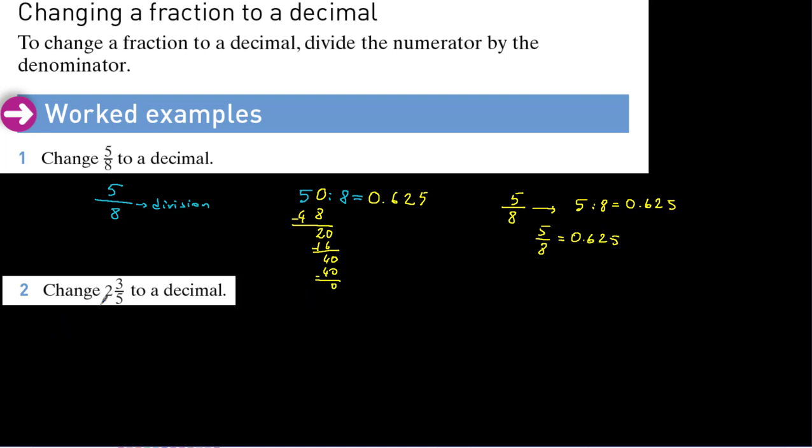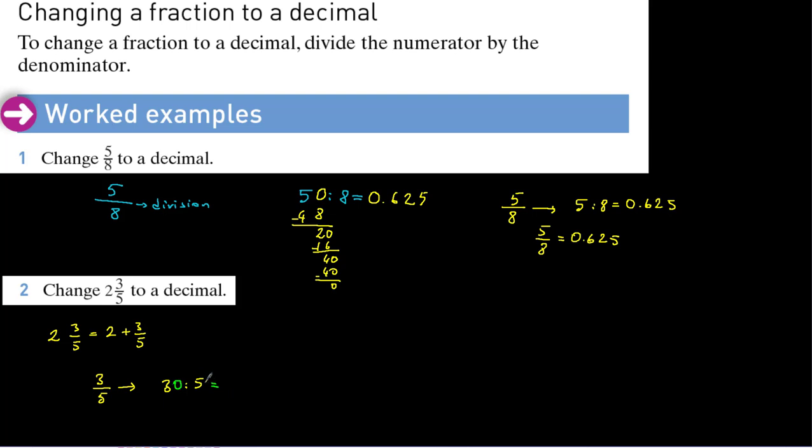Okay, let's continue with this example. Here we have a mixed number, and the whole part is not going to change anything, because we know this is 2 and 3 over 5. So here I have to find only what 3 over 5 is. 3 over 5 is equal to 3 divided by 5, which means I can use the same method again.